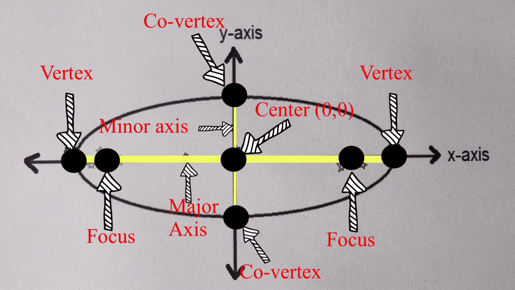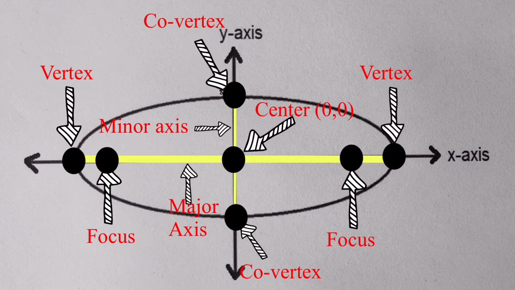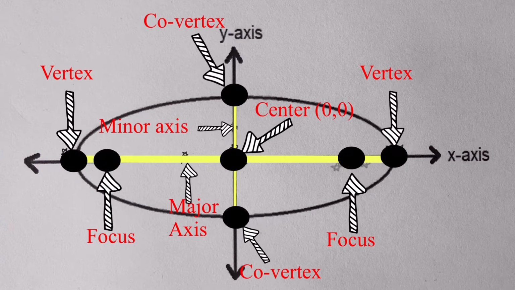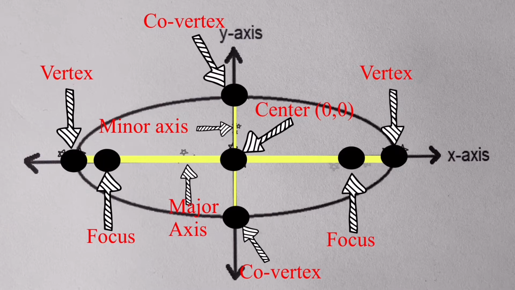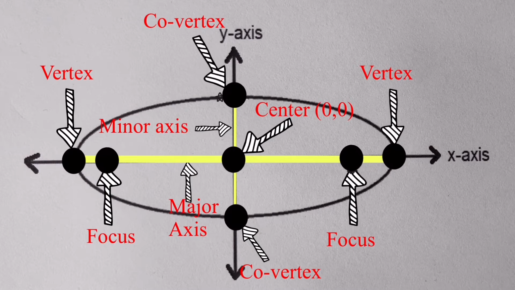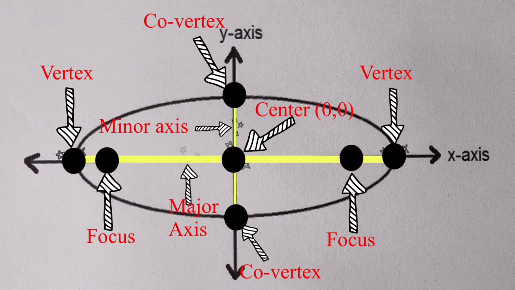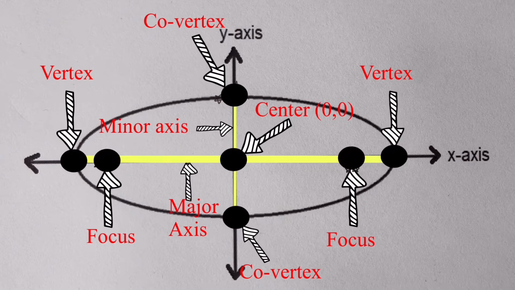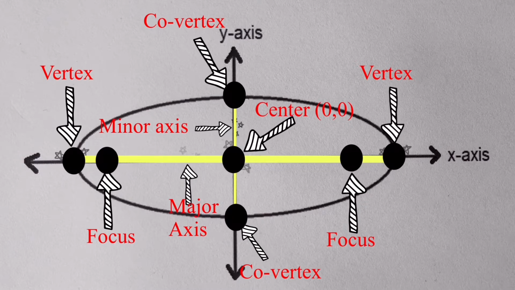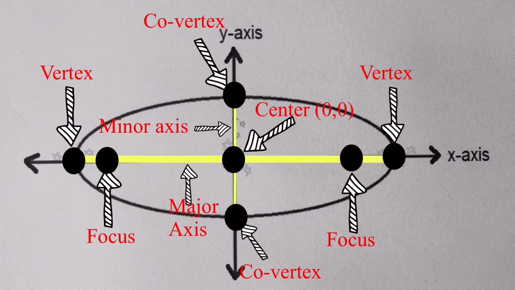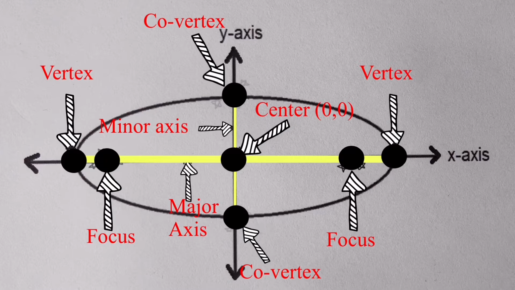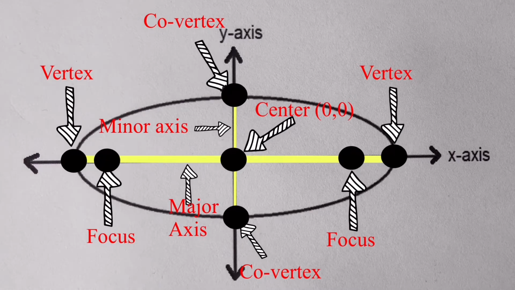So these 2 points right here are the focus of the ellipse. The plural for focus is foci. This focus is always going to lie along the major axis. Please remember that foci of an ellipse are two fixed points on its major axis such that the sum of the distance of any point on the ellipse from those 2 points is constant. So those are the basic parts of an ellipse.